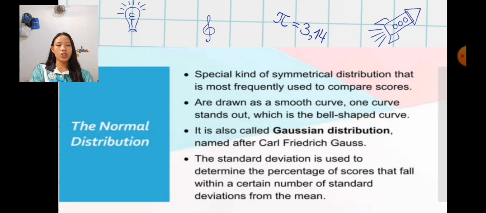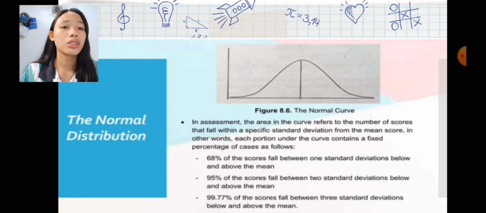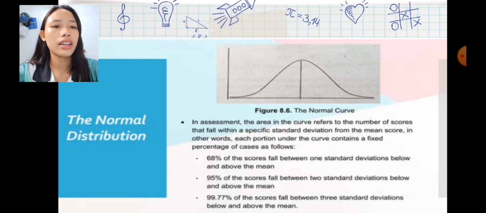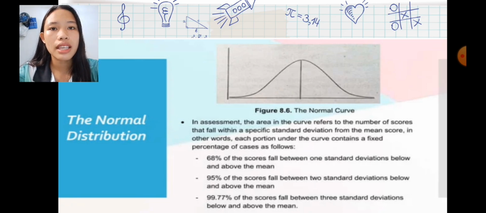The standard deviation is used to determine the percentage of scores that fall within a certain number of standard deviations from the mean. So let's take a look at figure 8.6, the normal curve. In assessment, the area in the curve refers to the number of scores that fall within a specific standard deviation from the mean score. In other words, each portion under the curve contains a fixed percentage of cases as follows.